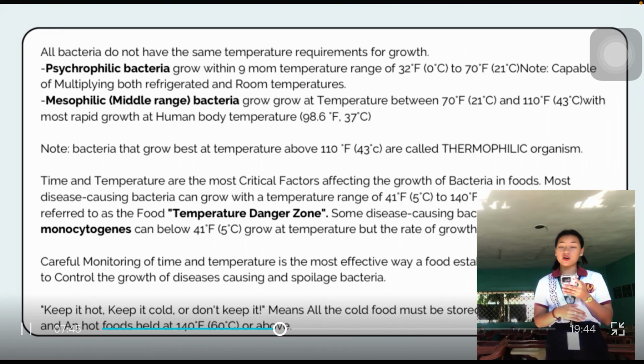Most disease-causing bacteria can grow within the temperature range of 41 degrees Fahrenheit and 5 degrees Celsius up to 140 degrees Fahrenheit and 60 degrees Celsius. This is commonly referred to as the food temperature danger zone. Some disease-causing bacteria such as Listeria monocytogenes can grow even below a temperature of 41 degrees Fahrenheit and 5 degrees Celsius.